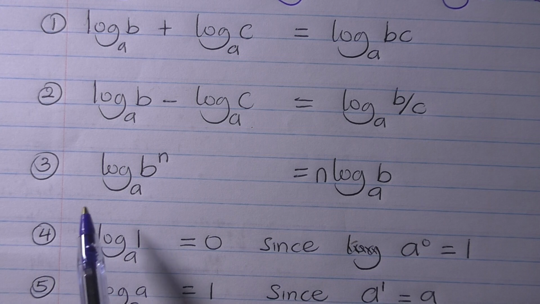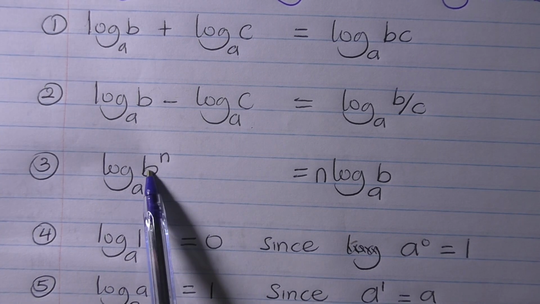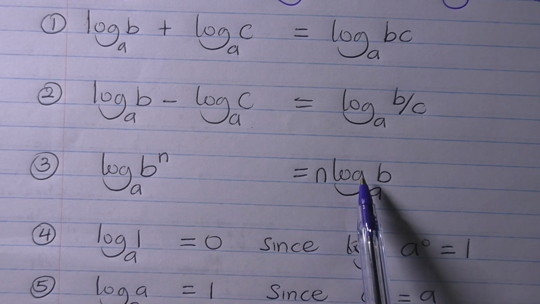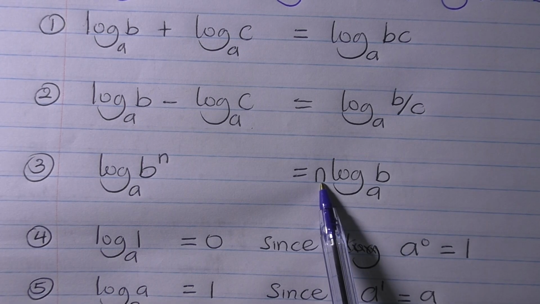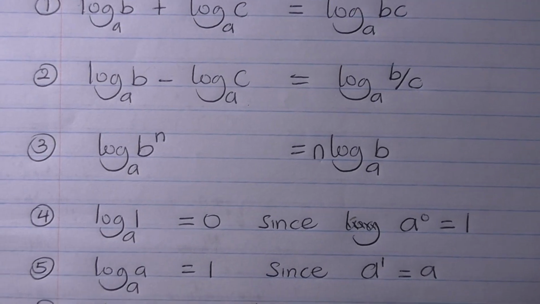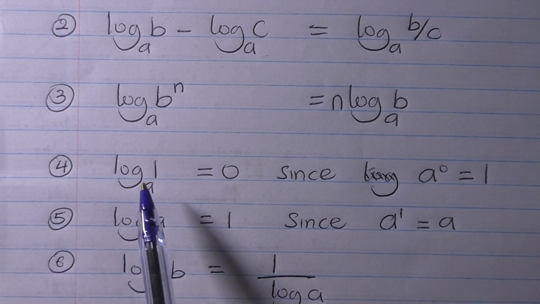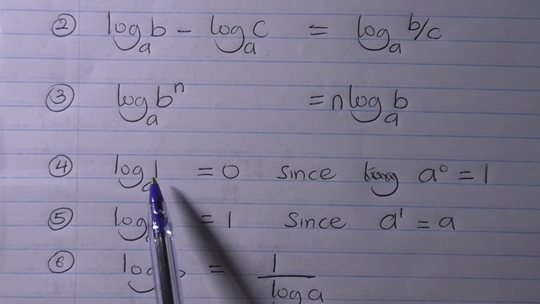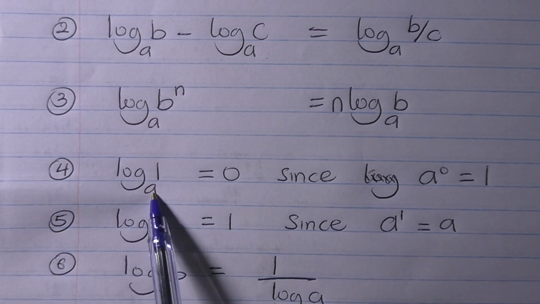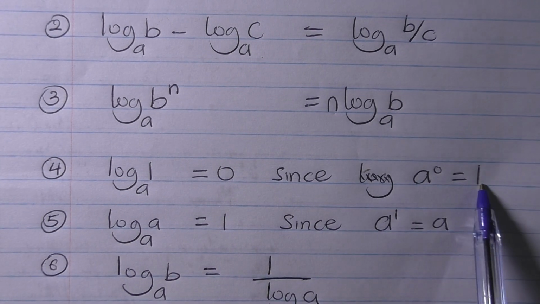The third law says, if I have a power on my power B, then that power can come down to become the coefficient of the logarithm. That is our rule number 3. In number 4, we are told that the log of 1, irrespective of the base, is 0, since 8 power 0 equals 1.